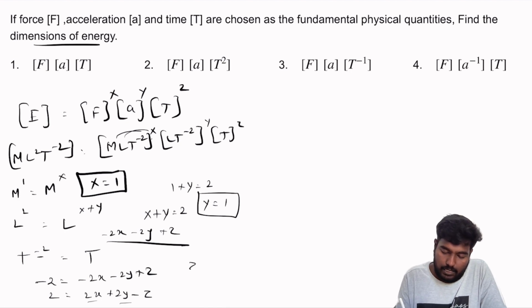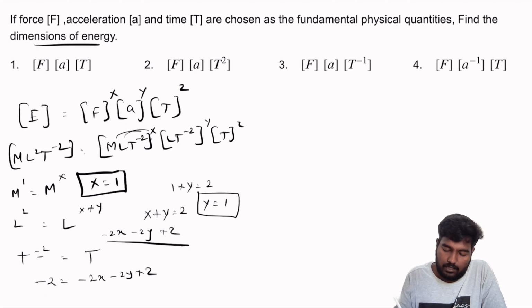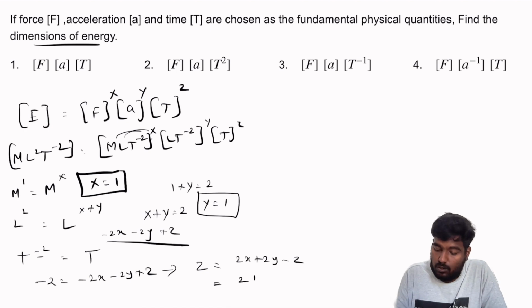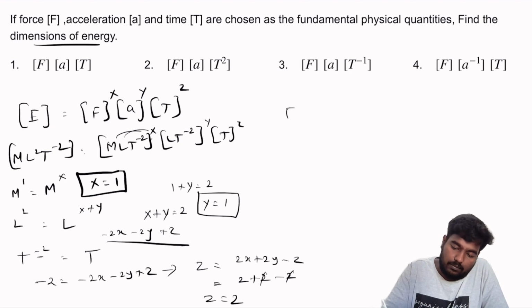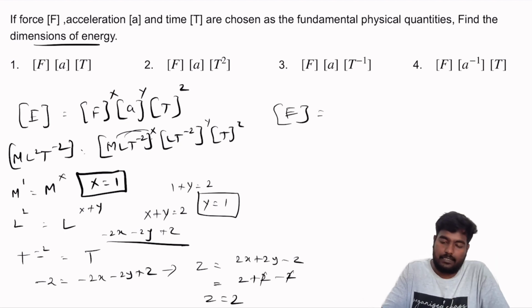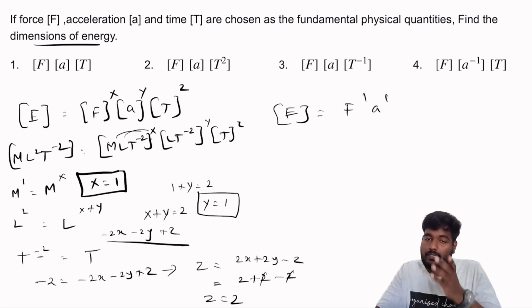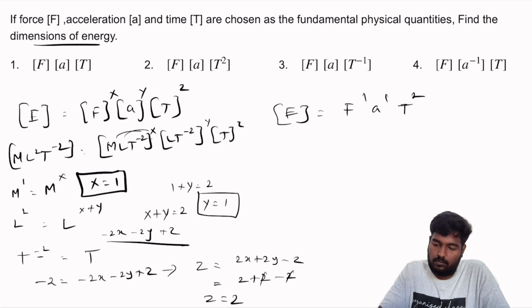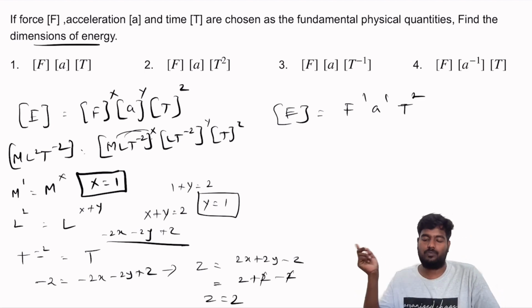So I'm just rewriting this equation. Z equals 2x plus 2y minus 2. Okay, I know x is 1, y is 1, so 2 plus 2 minus 2. So z is 2. So E is F power x, x value is 1, so F power 1, A power y, y value is 1, A power 1, and T power z, z value is 2. So F power 1, A power 1, T power 2.